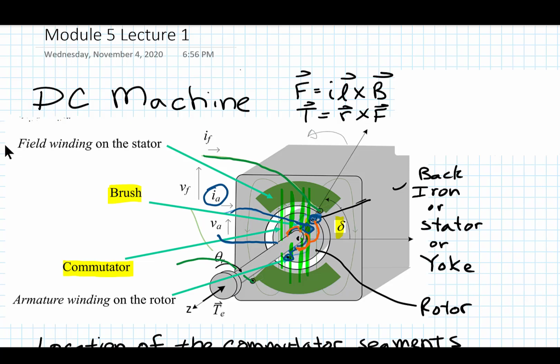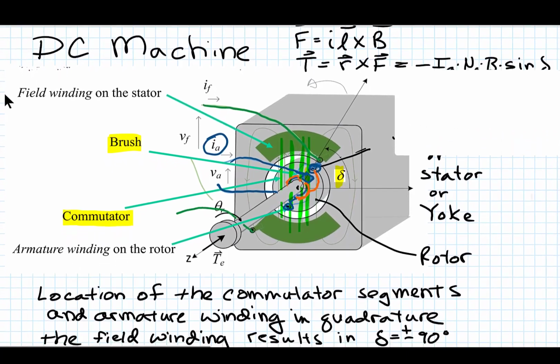The effect of this is that it maintains a fixed direction of current with respect to the field flux, regardless of the position of the rotor. We'll show this in much more detail when we get into Module 6 and discuss the DC machine. The bottom line is that you get the current onto the rotating part through brushes and commutators.